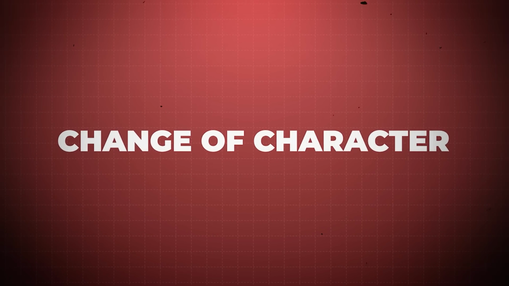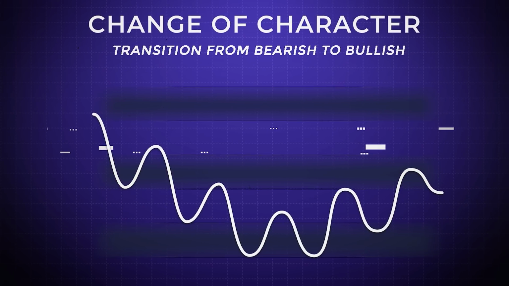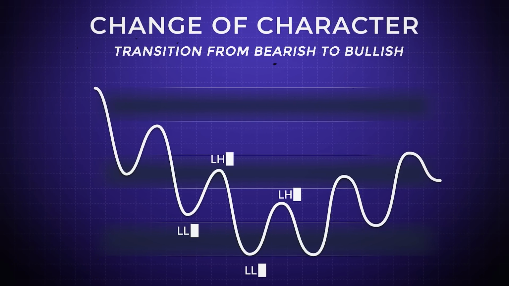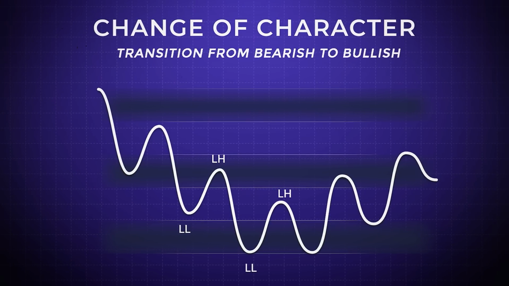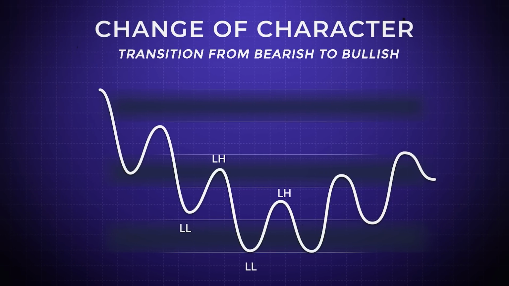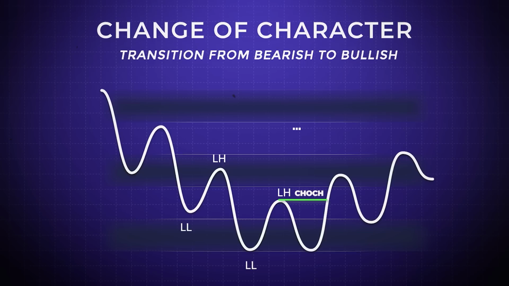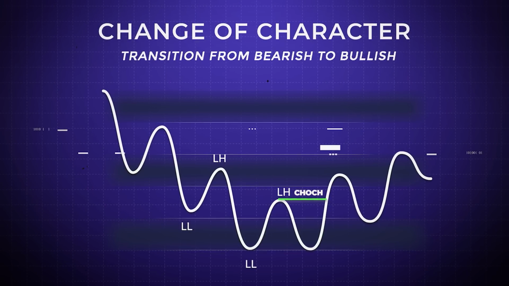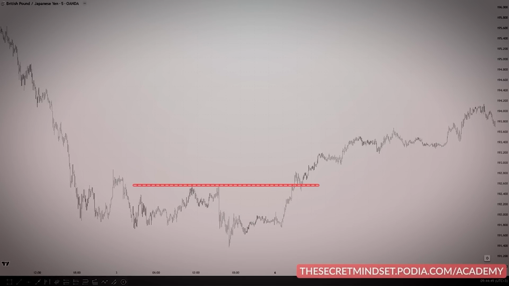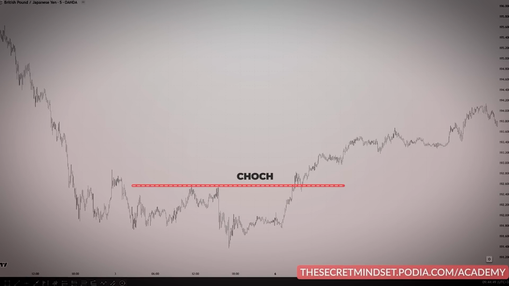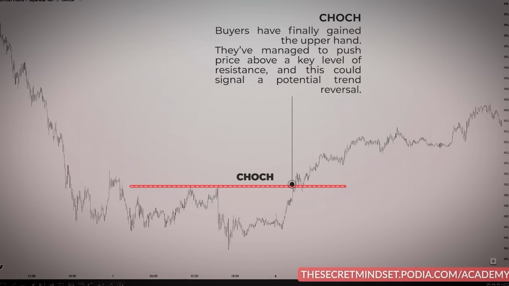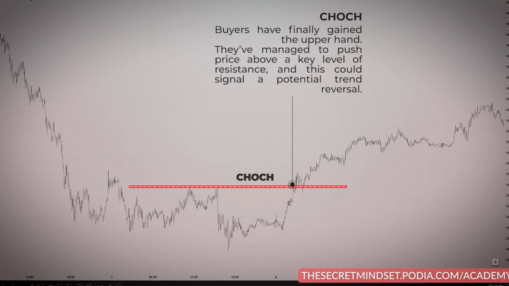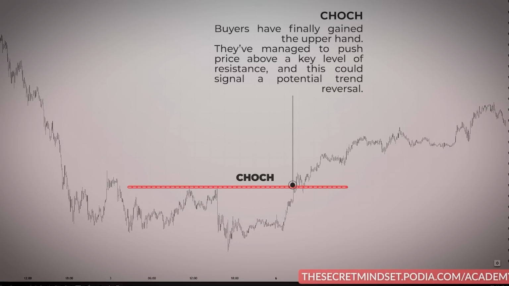The change of character is another important concept. When you're looking at this price chart, you see a market that has been in a downtrend for some time. Price has been steadily making lower highs and lower lows. And right here, price suddenly breaks above the previous major swing high. This is a significant event because it means that the buyers have finally gained the upper hand. They've managed to push price above a key level of resistance, and this could signal a potential trend reversal.